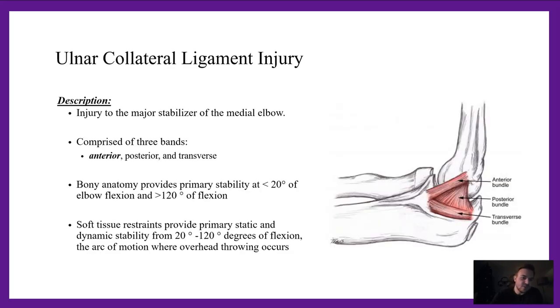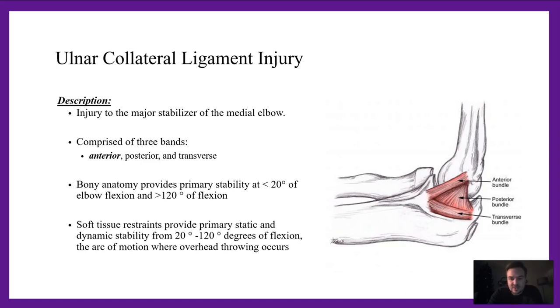So we get into the UCL ligament injury. This is the major stabilizer of the medial elbow, and it prevents valgus torque. There's three bands associated with the UCL. One is the anterior, another is the posterior, and another is the transverse. I've put this picture on the right to give you an artist rendition of what these ligaments may look like in a flexed elbow.